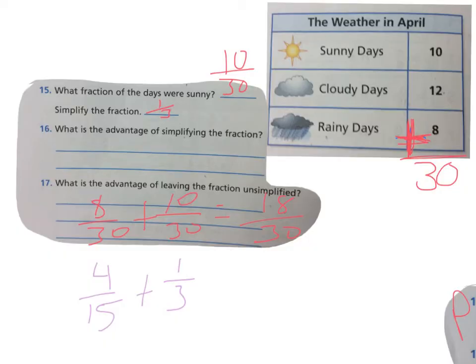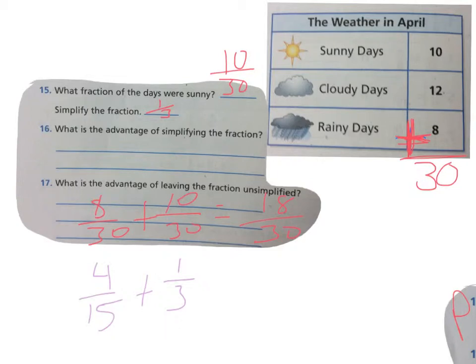Next, we looked at a chart and how to use that as a fraction. We added up all our days in April, the sunny days, the cloudy days, the rainy days in April. We then did a fraction of those, and we found that 10 days were sunny out of the 30. We were able to simplify it by dividing by 10. We had 1/3.